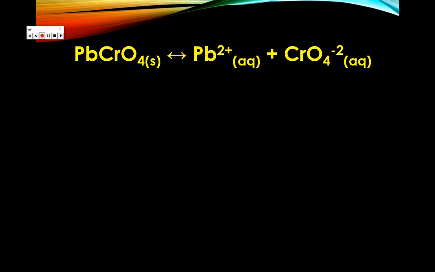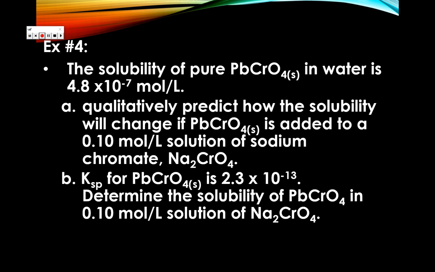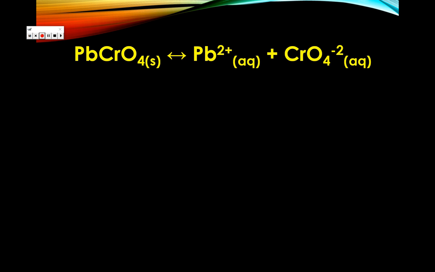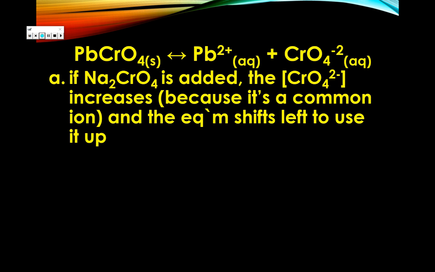So this is the solid's dissociation equation. Again, how can you be sure? You always want to look for KSP. KSP for lead chromate is, so lead chromate is the one that's the solid, in case you're not sure. And we're going to add sodium chromate.